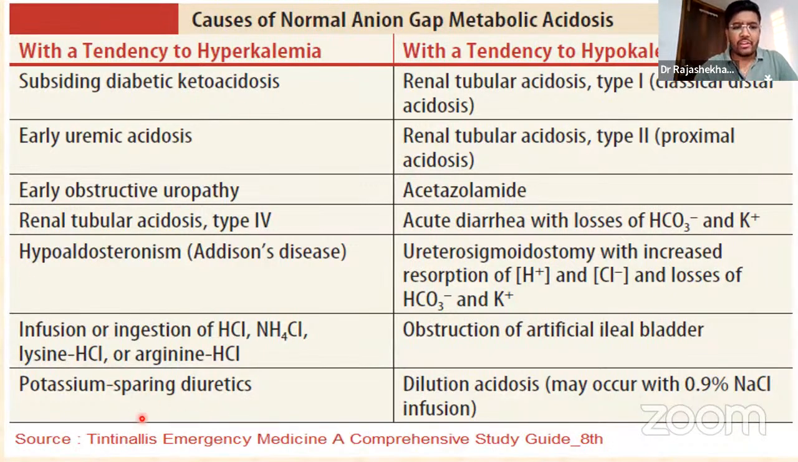Again, potassium sparing diuretics are the same as Addison's disease. That is what they're causing, isn't it? So potassium sparing diuretics, in toxicity, can cause normal anion gap metabolic acidosis. So among diuretics, the potassium sparing diuretics are the only diuretics which cause normal anion gap metabolic acidosis. Although acetazolamide is not considered a pure diuretic, loop diuretics and thiazide diuretics mainly cause metabolic alkalosis, whereas potassium sparing diuretics cause metabolic acidosis.